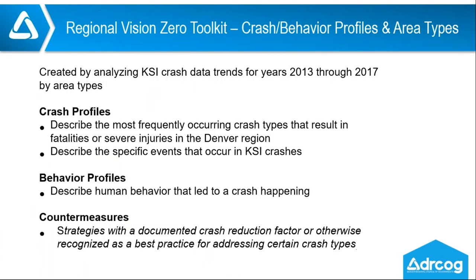So within the crash profiles and the behavior profiles, we wanted to identify three things within the area types. First being the crash profiles, which look into the specific events and types of crashes that are occurring. These highly inform the infrastructure countermeasures that we identified. Second, the behavior profiles, which are the human behaviors that led to the crashes happening. One interesting thing we discovered is that the crash profiles are different in each area type in terms of what's causing crashes, but the behavior profiles are for the most part consistent in all the area types. And lastly, we wanted to identify countermeasures, and those are strategies that are recognized as best practices for addressing and reducing the identified crashes.